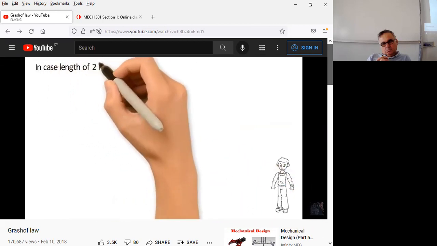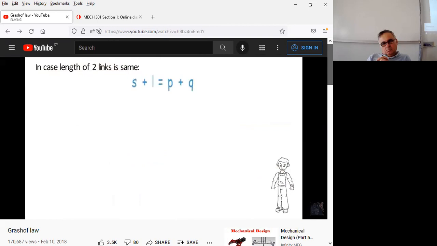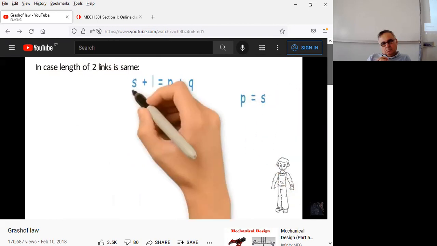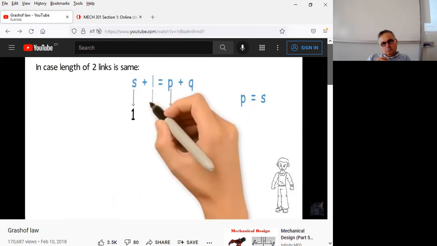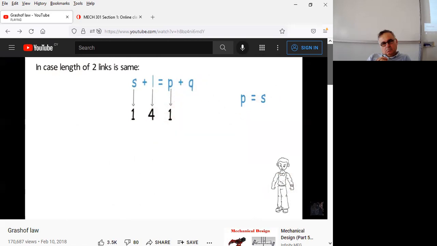Linkage where the length of two links is the same. For example, P equals S equals 1 unit. Let L be 4 units. Now to balance the equation, Q has to be equal to L, that is 4 units. So we have two pairs of equal lengths.